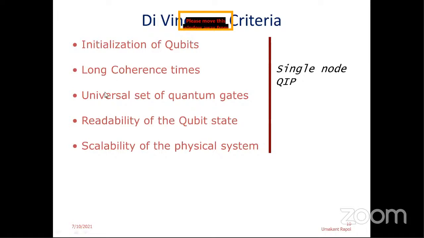Then you need to have a universal set of quantum gates. Like in classical computers, classical digital electronics, you have NAND gates, which are the universal gates. Using NAND gates, you can build any type of gates or any type of flip-flops, and then thereby registers and memories. There, in quantum mechanical systems or for quantum computers, you need to have a universal set of gates.